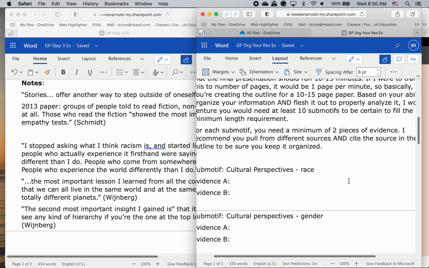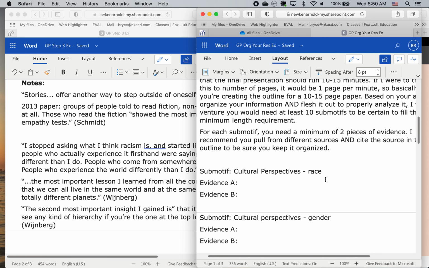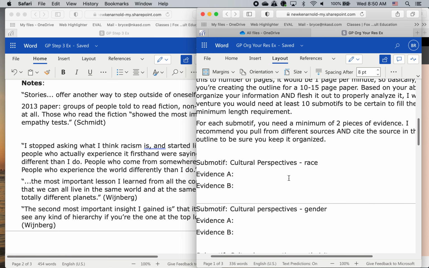You'll see I say here, I want you to pull from multiple, different sources, and also cite the source in the outline to make sure you're keeping it organized. If you find that you are relying solely on 1 or 2 sources, then I would definitely go back to step 3 and find more sources that either reinforce what you have already found so you can broaden your defense of your thesis, or maybe find counter arguments that you can strengthen your own argument by arguing against. I know that I use the word argument a lot there.